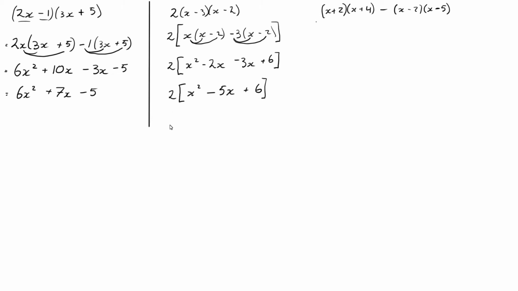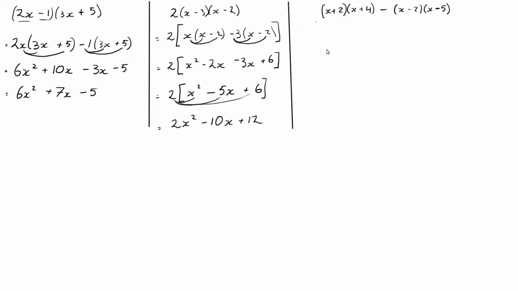Now this 2 is basically saying everything inside the brackets we're going to multiply by 2. So 2 and x squared gives us 2x squared. 2 and minus 5x give us minus 10x. And then 2 and 6 give us positive 12. Alright, so that's the solution for this other one. Basically, just ignore the 2 for a moment and then multiply everything out afterwards.